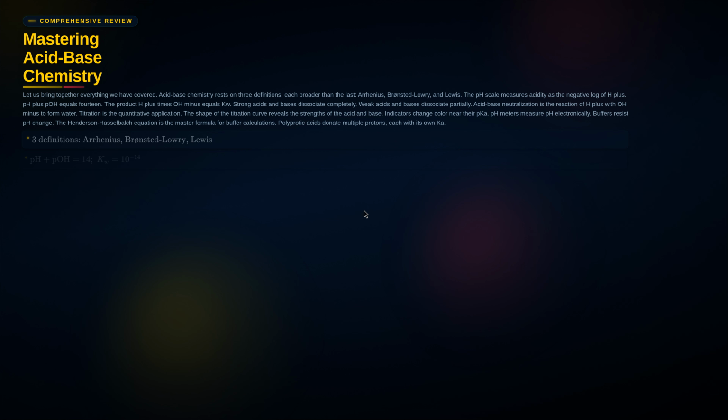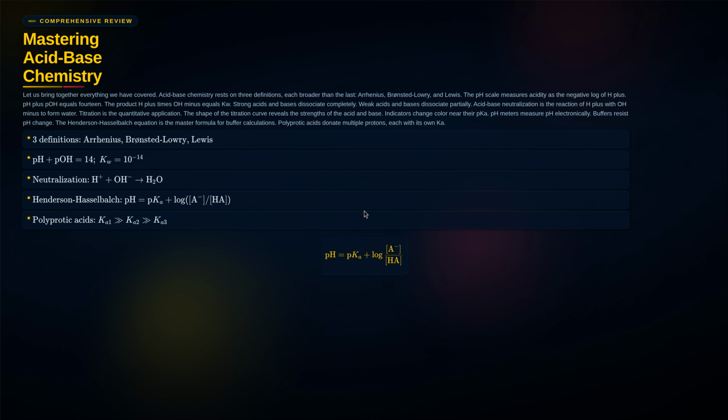Let us bring together everything we have covered. Acid-base chemistry rests on three definitions, each broader than the last: Arrhenius, Brønsted-Lowry, and Lewis. The pH scale measures acidity as the negative log of H+. pH plus pOH equals 14. The product H plus times OH minus equals Kw. Strong acids and bases dissociate completely. Weak acids and bases dissociate partially.